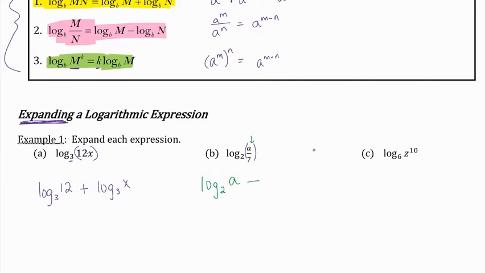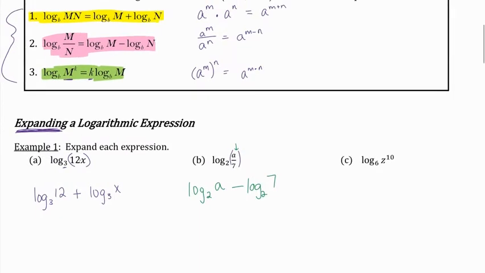And then I'm going to do minus log base 2 of 7, right? So the numerator of the division goes first, the denominator goes second, but we made that division into subtraction. Okay, and then finally our last one here, I'm seeing how the exponent rule or the power rule works.